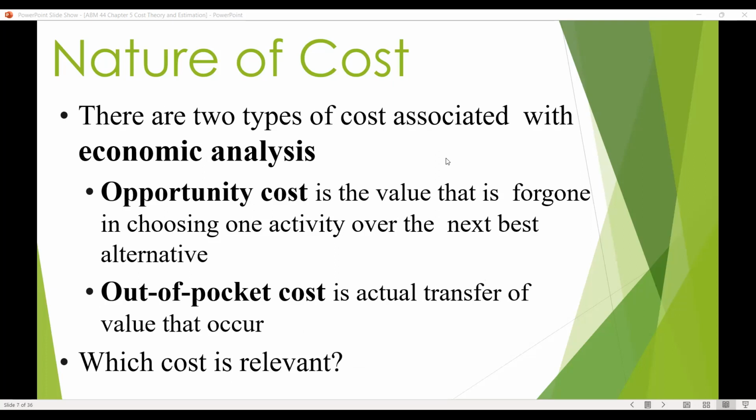We have what we call opportunity cost and out-of-pocket cost. So I guess familiar mo sa word opportunity cost. So this is actually the value that is foregone in choosing one activity over the next best alternative. So from the word itself, opportunity cost. Masyag kanang imuhang nasayang bitaw nga chance. Okay. Nasayang nga cost or value kay na kay mas gipili.